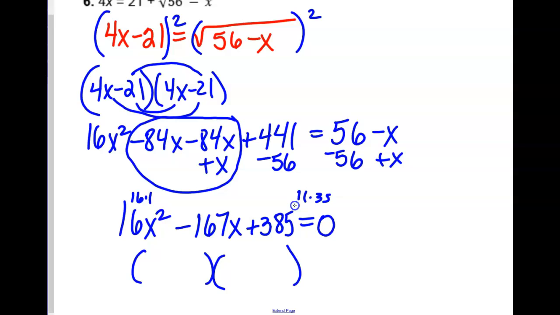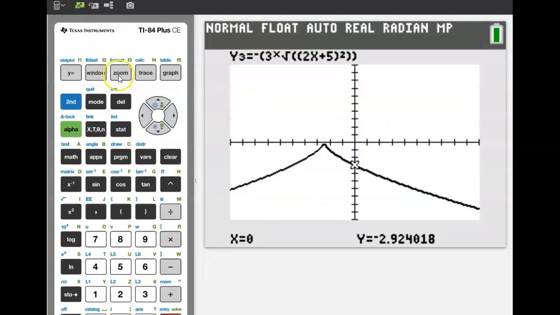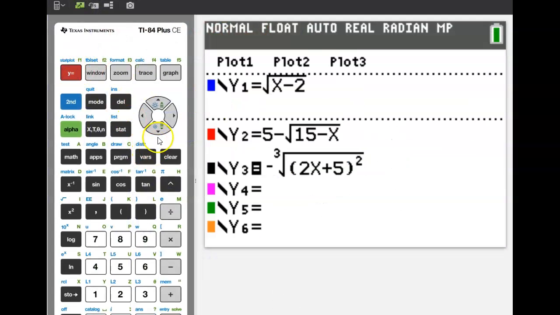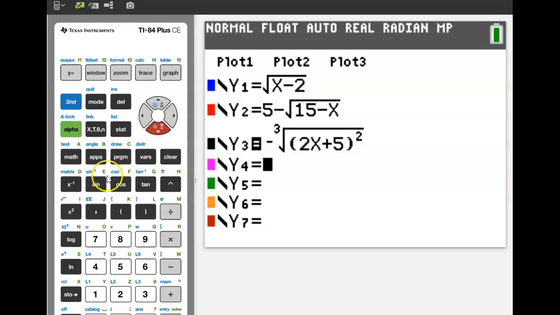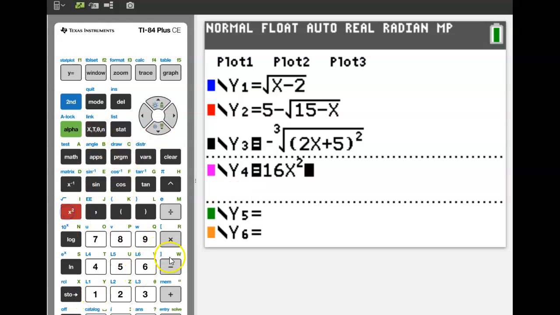Minus 35. That's not going to work, right? Shoot. All right. Maybe it is. This is what I did to check, guys. What is the question? 16x squared minus 167x plus 385.